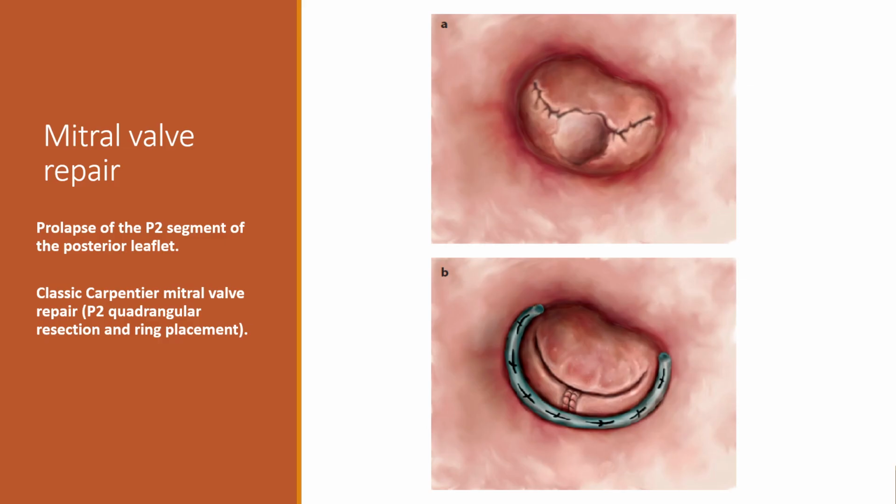That's all. You don't have a mechanical valve that needs anticoagulation. You don't have a bioprosthesis that will fail after 10 years. So repair is a very promising way to deal with prolapse and mitral regurgitation.